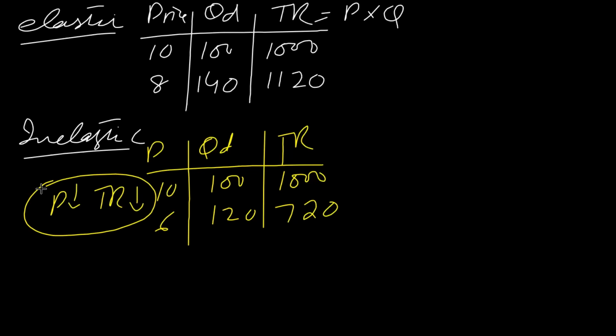So in case of inelastic demand, because you decrease price with greater proportion, like a 40% decrease from 10 to 6, demand has increased by only 20%. A 40% decrease in price has resulted in an increase in quantity demanded by just 20%, so total revenue will fall.